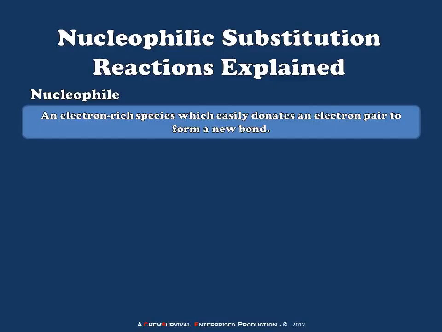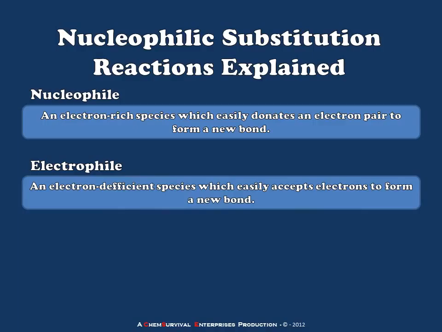First, there's the nucleophile. A nucleophile can be defined as an electron-rich species which easily donates an electron pair to form a new bond heterogenically. So nucleophiles are characterized by dense regions of negative charge and the presence of lone pair electrons which are easily given up to form a new bond. So in this sense, a nucleophile acts like a Lewis base.